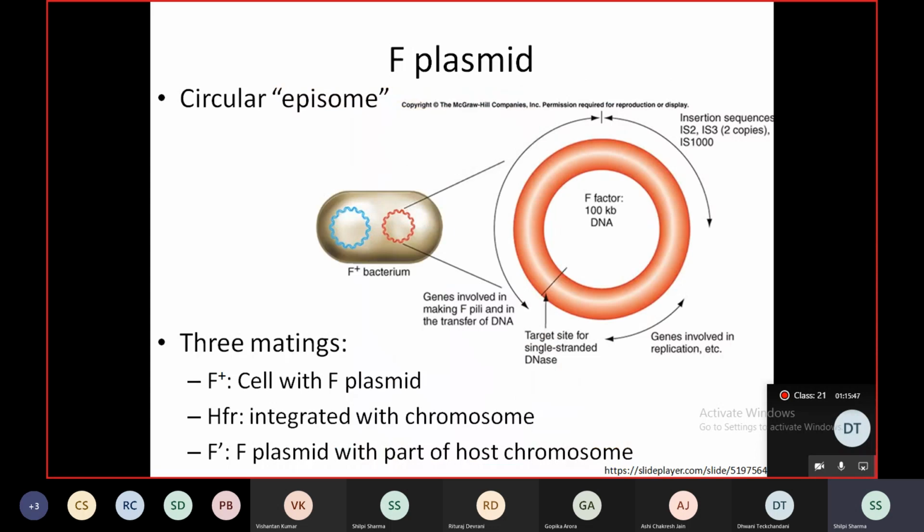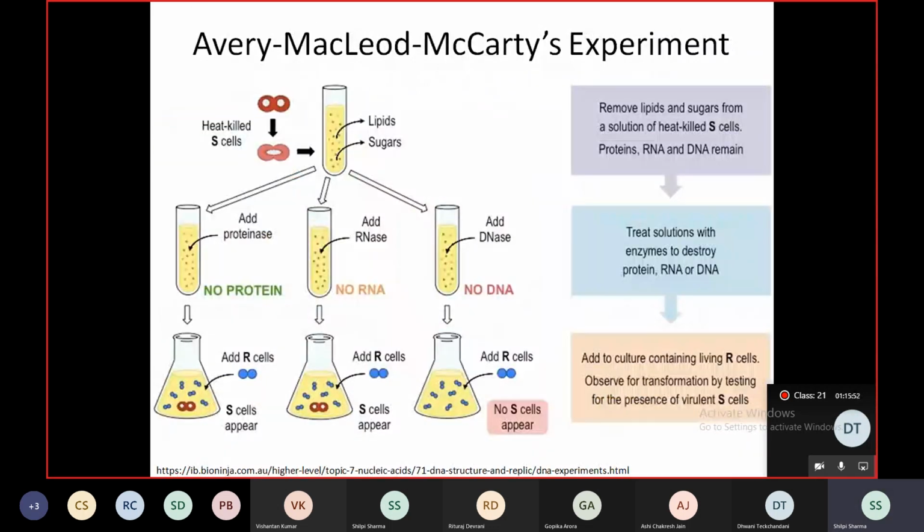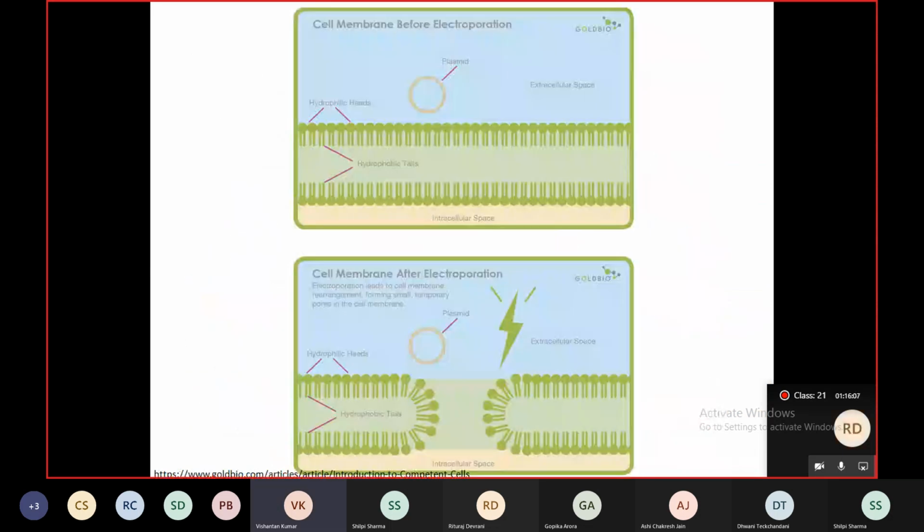From the 2 modes of transfer from viruses, from these classical experiments. Did you do the Griffith and Avery-MacLeod experiment in biochemistry or in SBL? Vishantan? No, ma'am, not yet. Okay, so definitely now you should remember that these are the classical experiments. Whether it is Griffith, Avery-MacLeod, or even Lederberg and Tatum and Davis experiment, these were all, like I said, revolutionary experiments for bacterial genetics.